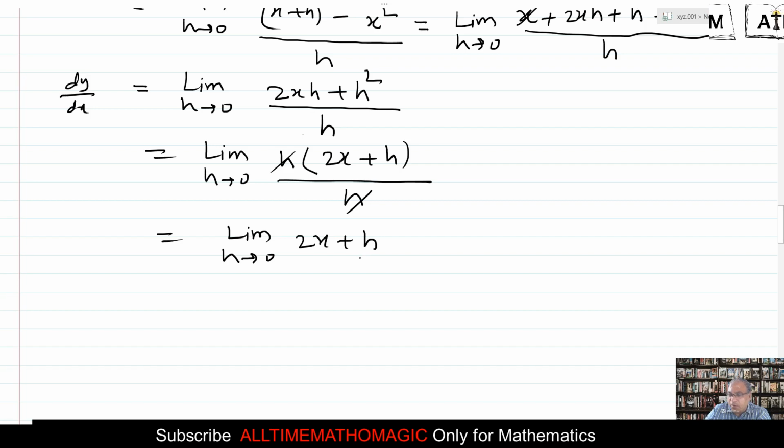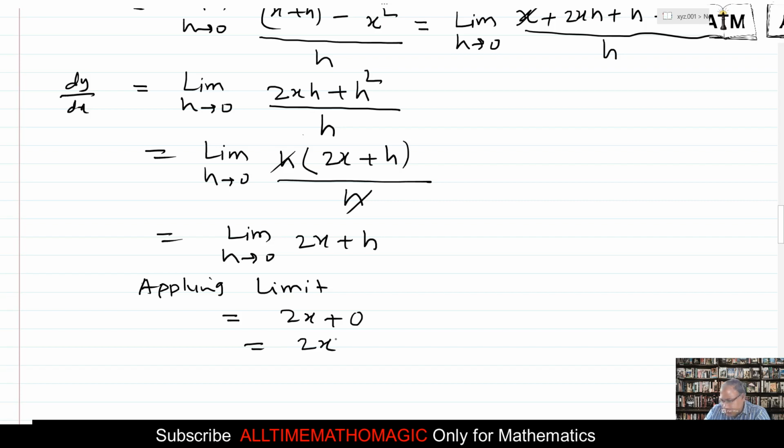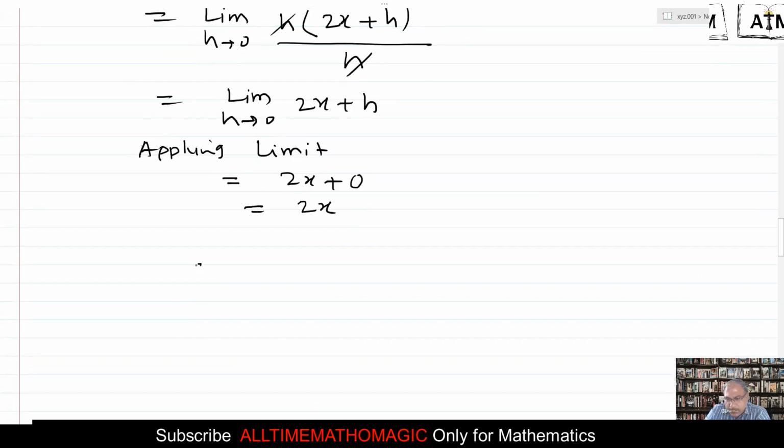When we put the value of h, it is called applying limit. Now applying limit, wherever the h is there, you put 0. So we get here 2x. Therefore, how to write? Differentiation of x square with respect to x equals 2x. What we have done just now is nothing but differentiation by first principle.